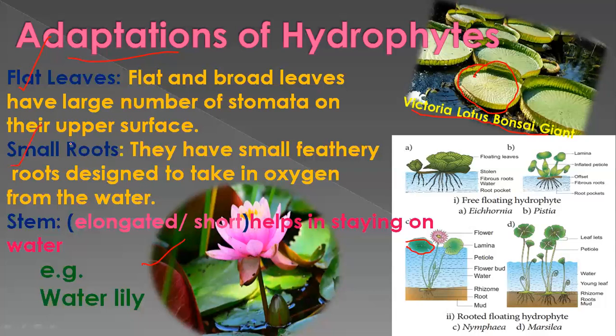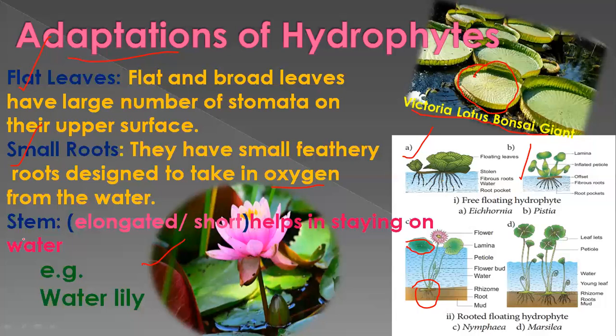Then we'll see some other adaptations, like they have small roots. If you see in this picture, they have very small roots. And these roots are feathery, lots of roots, so that they take oxygen from the water. More roots means they increase the surface area for absorption of oxygen from the water.